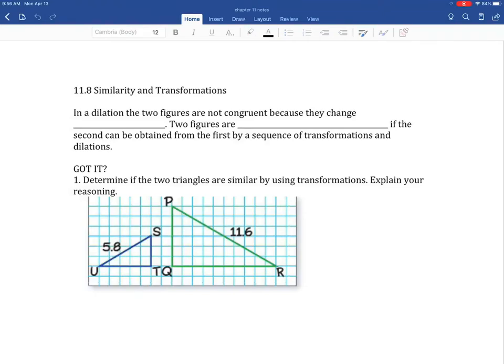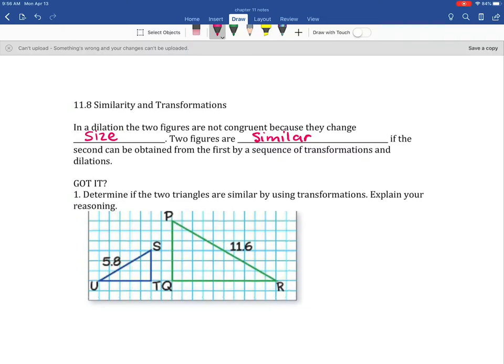This is 11.8 similarity transformations. In a dilation, the two figures are not congruent because they change size. We learned in 11.7 that a dilation either enlarges or reduces a figure. It keeps the shape, but it changes the size. Two figures are similar if the second can be obtained from the first by a sequence of transformations and dilations.